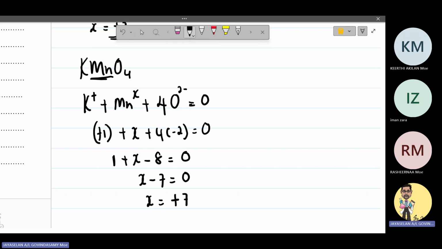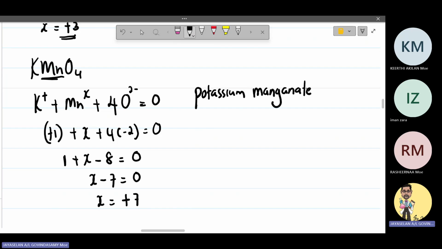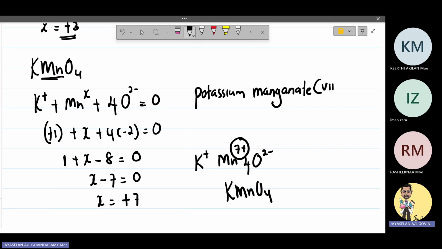Positive and negative symbol. Okay, what is the name of this compound? You must write it completely. Potassium manganate. Check the spelling of manganate. Potassium manganate 7. So here, potassium ion, Mn7 positive, 7 positive, O2 negative, we have 4. They combine and form like this. Potassium manganate, the 7, right? You put the Roman numeral. Any question?